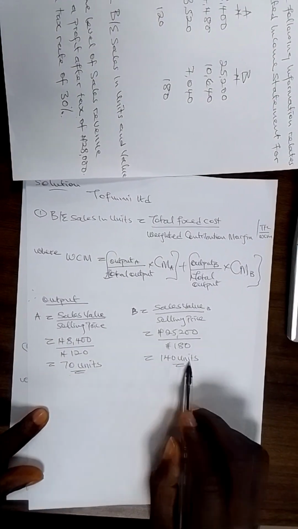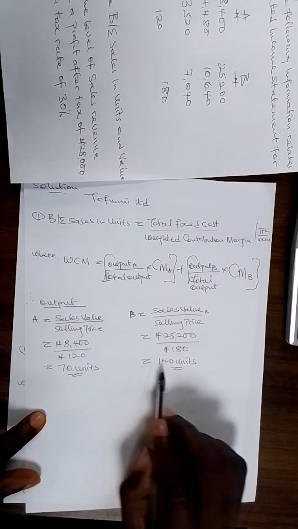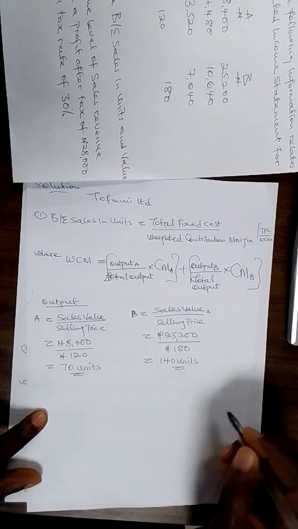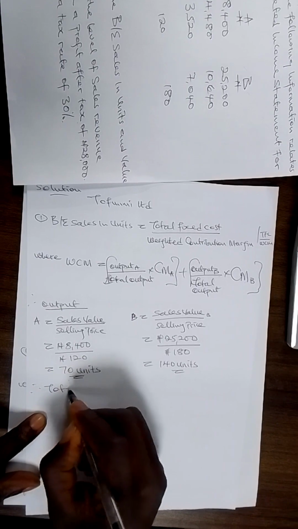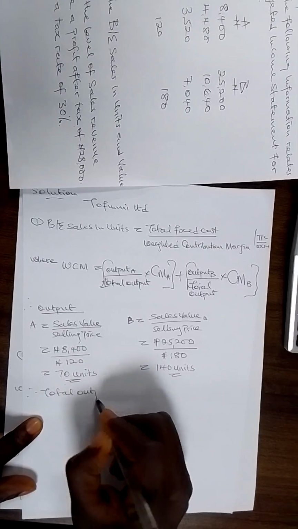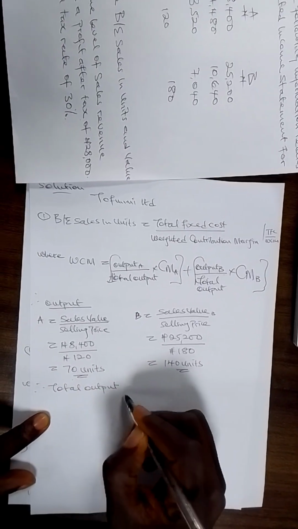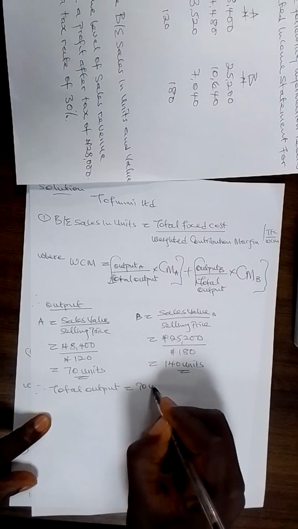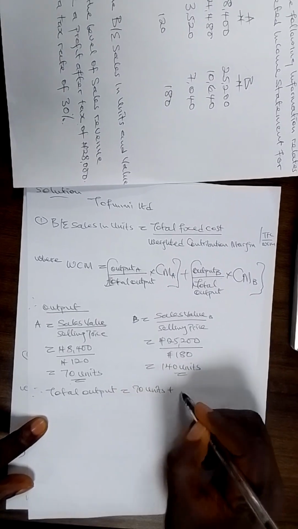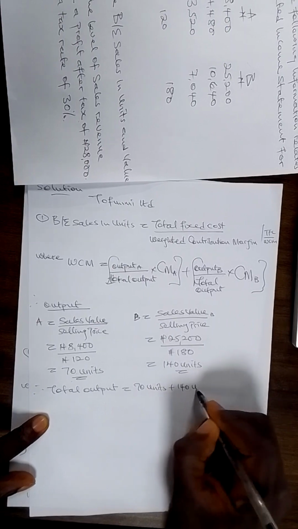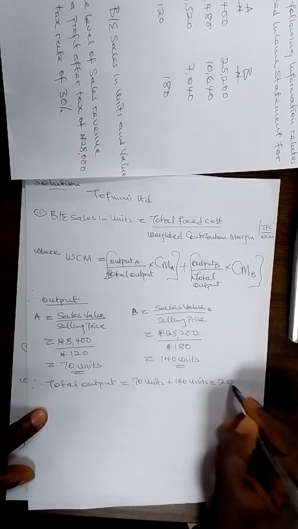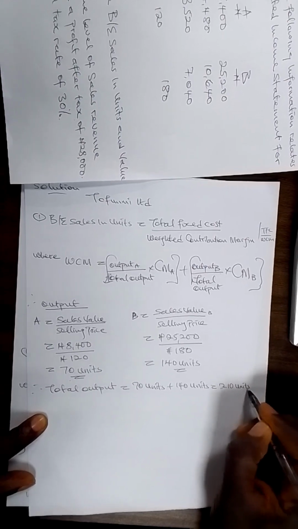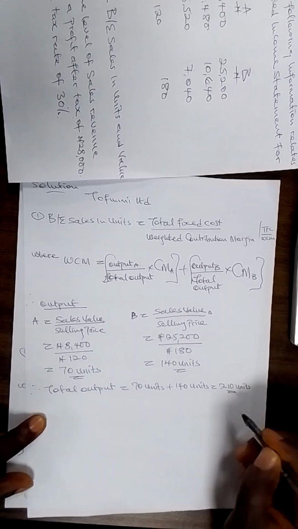The total output for the two products will be 70 and 140. So let's determine total output. Total output would be 70 units plus 140 units, which gives 210 units. This is the total output.